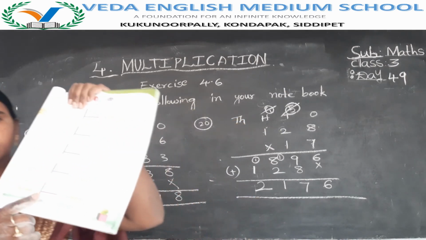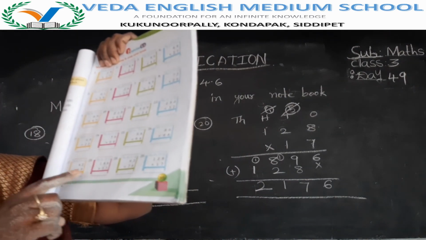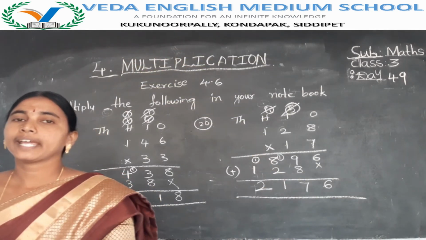Okay children. This exercise completed. Remaining problems are, that is your homework, 19th and 17th. That is your homework. Write in your notes and practice well.